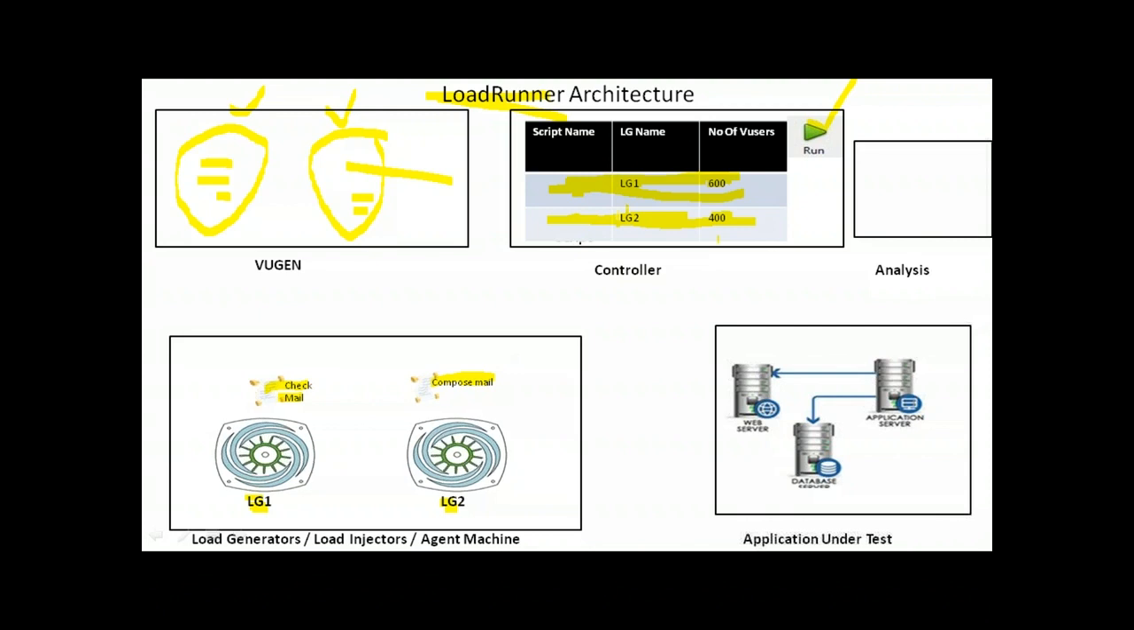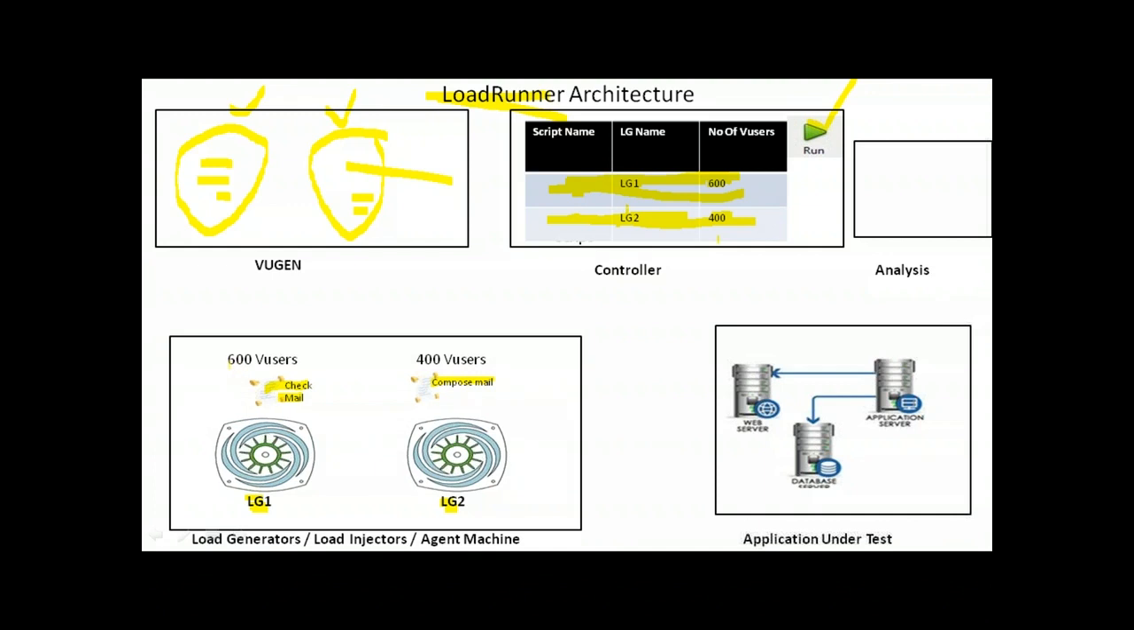Now, what happens? The LG1 machine is supposed to create how many users, guys? Please tell me. Okay, 600 users. So the LG1 machine has given out those 600 users, and the LG2 machine has given out the 400 users.